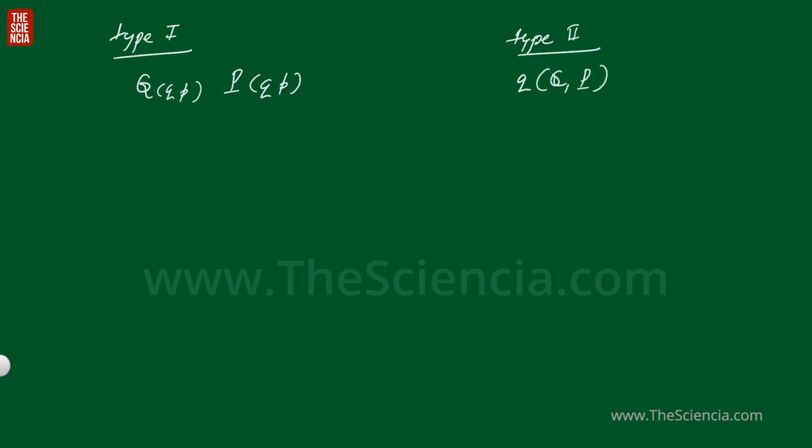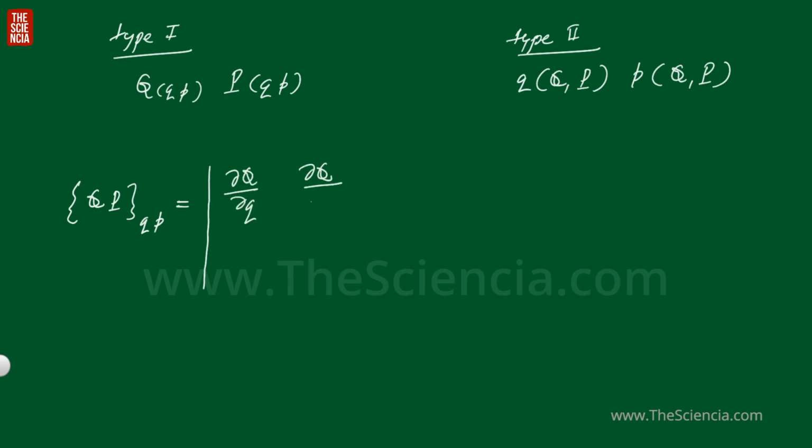There will be two types of functions. Type 1 is where capital Q is a function of small q and p, and capital P is also a function of small q and p. And the second type is where small q is a function of capital Q and capital P, and small p is a function of capital Q and capital P. Then what will be the Poisson bracket of q, p? See, here the variables are small q and small p. Then what will be this value? This will be equal to dou q by dou q, dou q by dou p, in the row, same functions, and dou p by dou q, dou p by dou p.